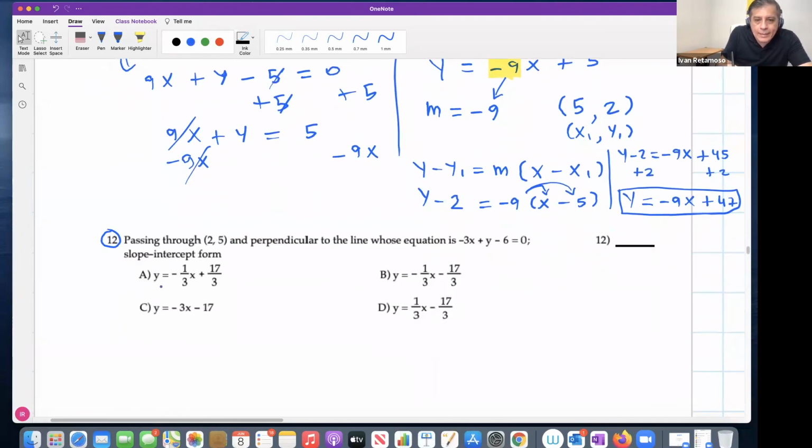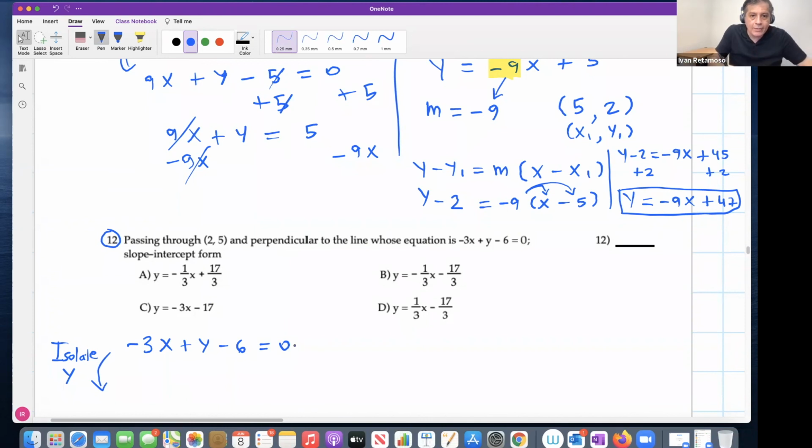Right? The hint is, since they are giving you the equation of the given line in general form, isolate y first. Get y by itself. From there you get the slope. Then you flip and change the sign of the slope to get the slope of the perpendicular line, and you should be fine. Now you may say, Professor, I see scary fractions there.